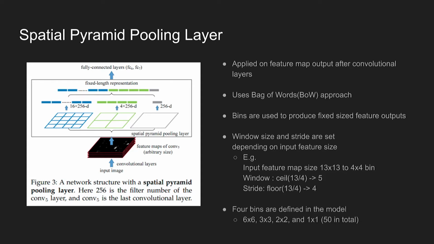In the actual model, 4 bins are defined. These are 6x6, 3x3, 2x2, and 1x1. The extracted features in each bin are flattened and concatenated together to be fed as an input to the fully connected layer.